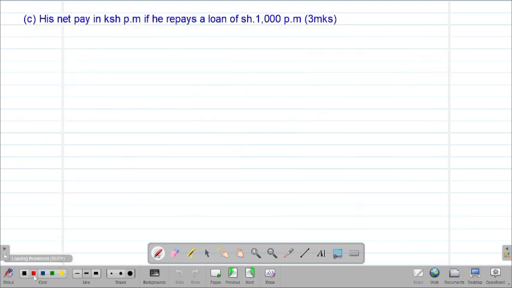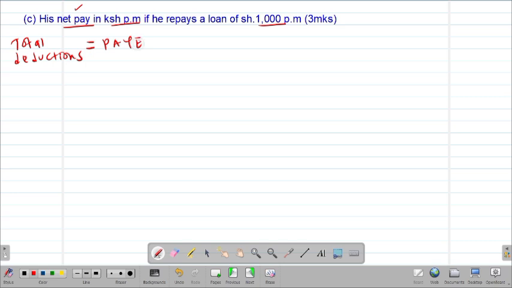Then next we look at part C, whereby we are told to find his net pay in Kenyan pounds per month if he repays a loan of 1,000 Kenya shillings per month. So of course, to get the net pay, we must have the total tax. That is the total deductions. So let's start by getting the total deductions. So the deductions, of course, the first deduction is always the PAYE, or what we are calling the net tax. Then of course you add other deductions.